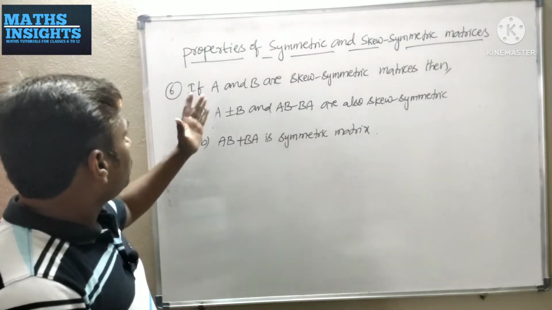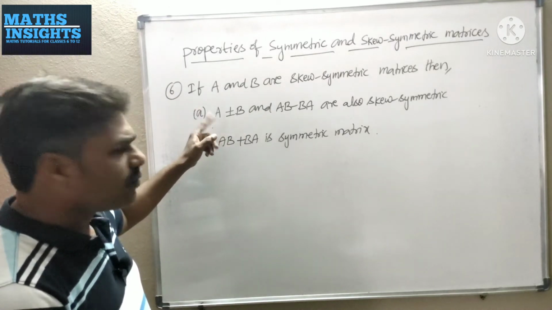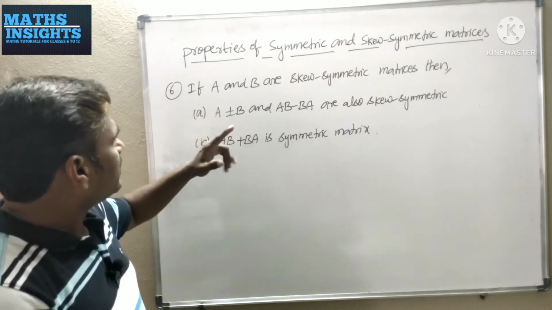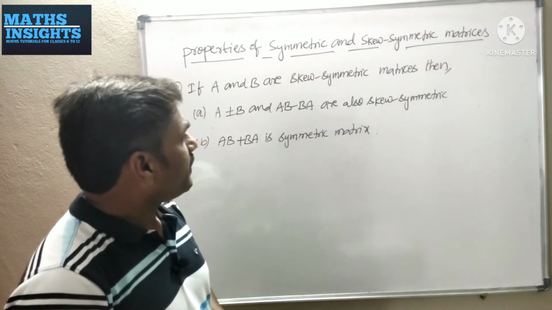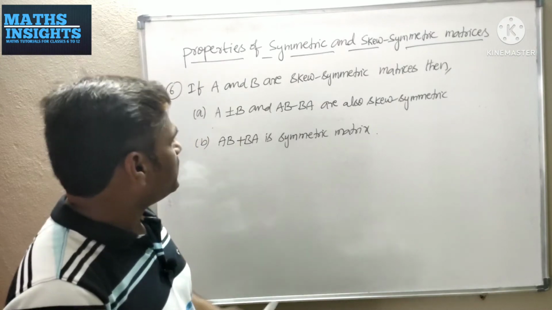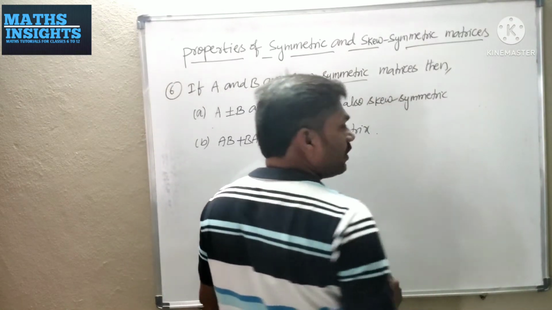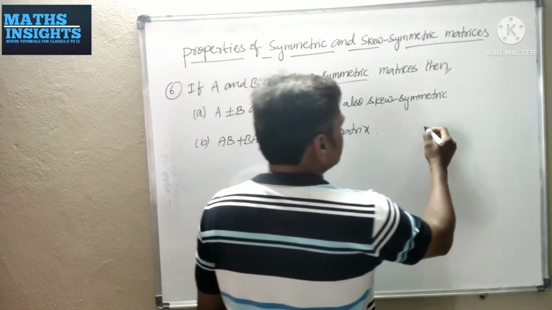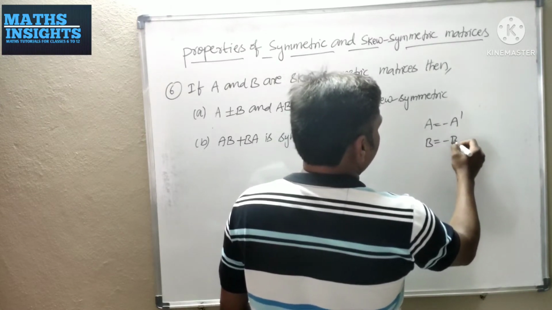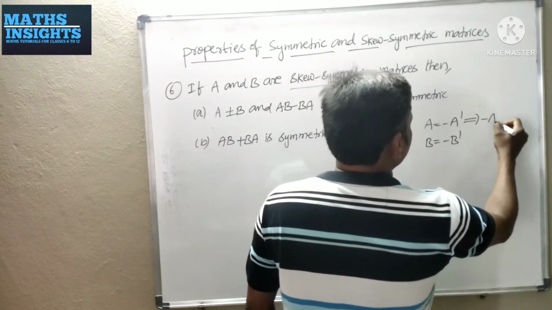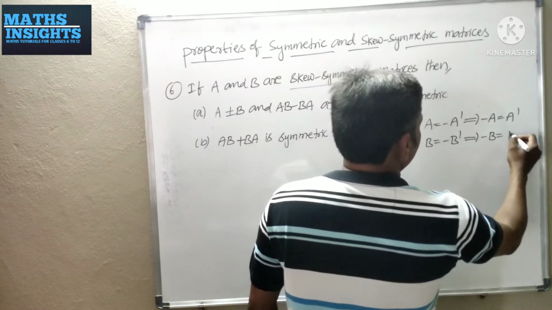The next property: if A and B are skew symmetric matrices, then the first sub property is A plus or minus B and AB minus BA are also skew symmetric matrices, and the second property is AB plus BA is a symmetric matrix. What they have given, A and B are skew symmetric matrices, means A is equal to minus A' and B is equal to minus B'. Otherwise you may write it as minus A is equal to A' also, and minus B is equal to B' also.